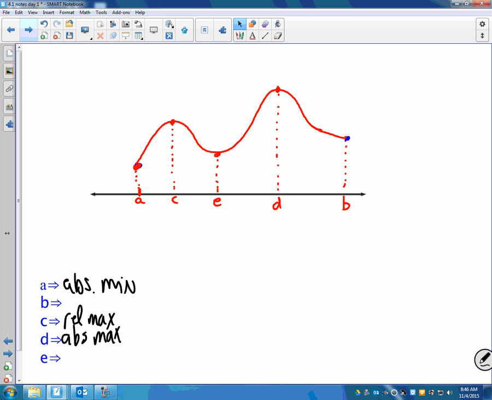E would be a relative minimum or local minimum because it's a low point. All the points around it are bigger than it, so it's a local or relative minimum.